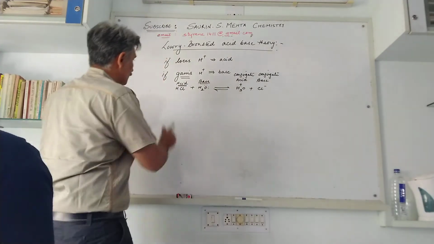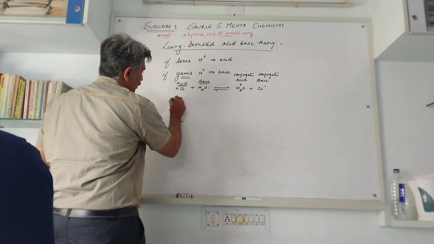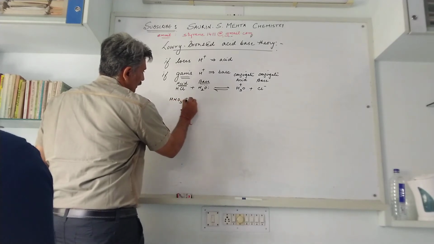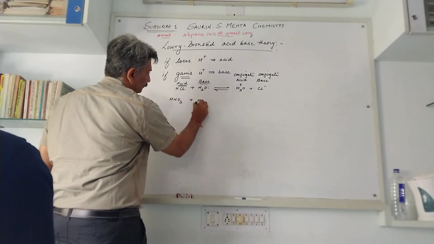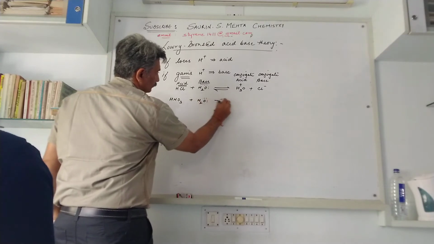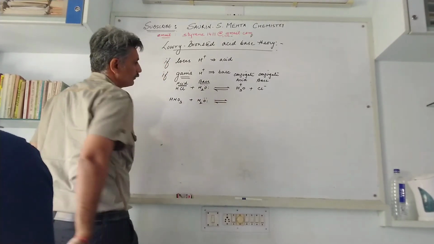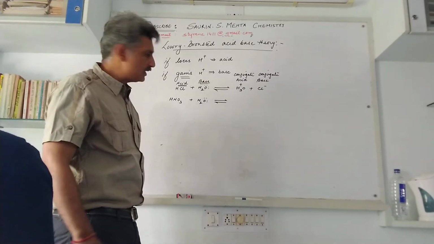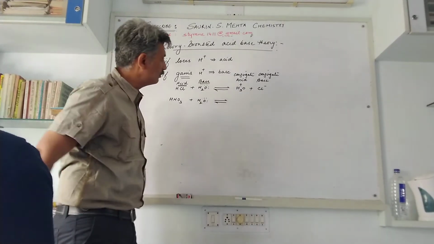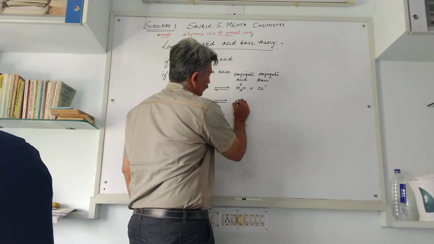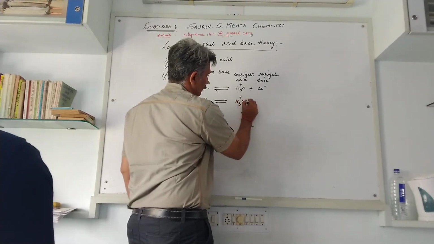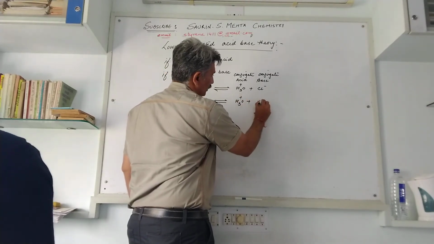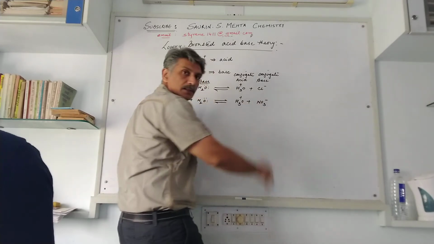One more. If I consider nitric acid, HNO3, and react it with water, again nitric acid will form a proton, H plus, and that will be accepted by the water molecule. So that will convert into H3O plus, and it will form NO3 minus, that is the nitrate ion.